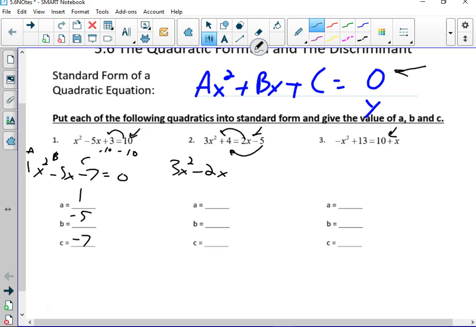When we move the 5 over, remember, don't do this mentally in your head and mess up and say, oh, 4 minus 5 is negative 1. No, because remember, to move the negative 5 over, what do we have to do? Add it, right? So we're going to add 5 and get plus 9, and there's our key equals 0. Once we see that, we're ready to move on. And now we can identify A, B, and C.